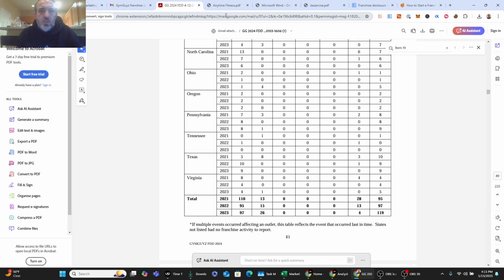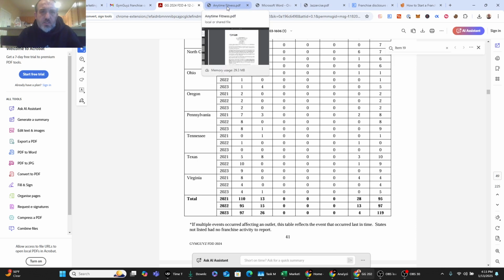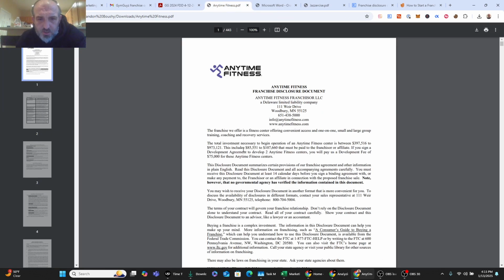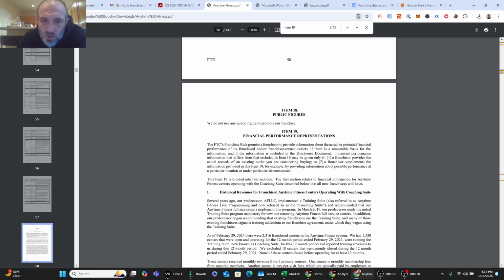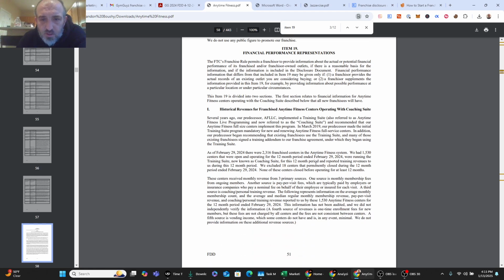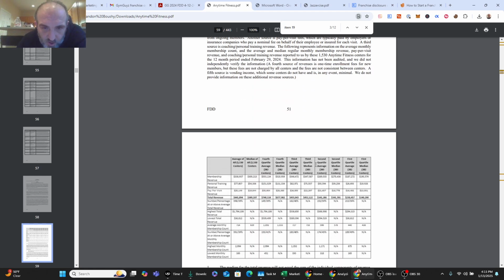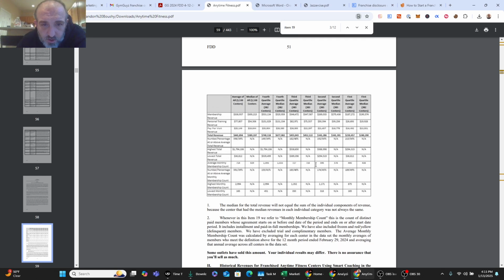So now I want to show you another franchise disclosure document. This one has the initial investments and the amount paid to the franchisor. Then we go to item 19 again. And it provides the detailed information about how they do stuff. So then here it shows, as you can see, there's a lot more information.